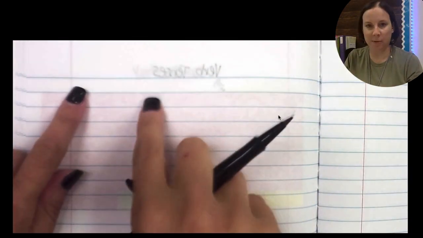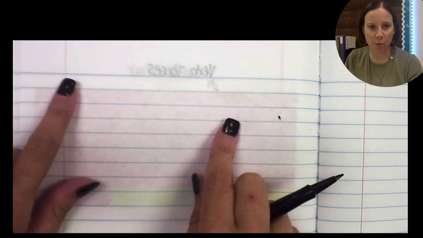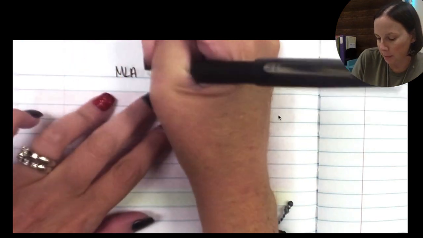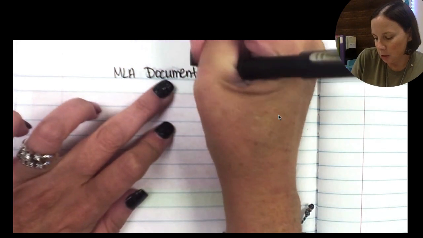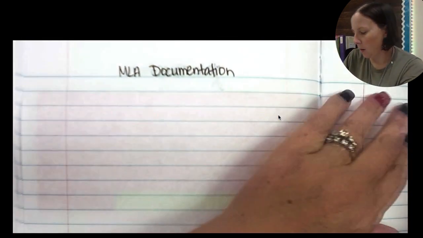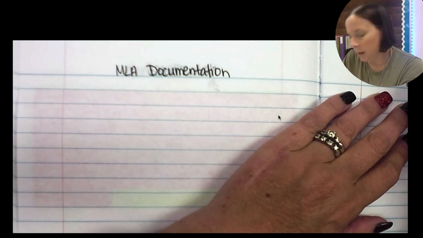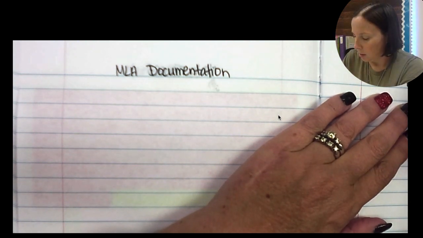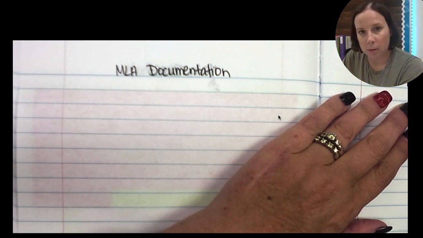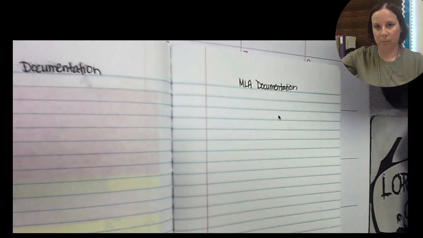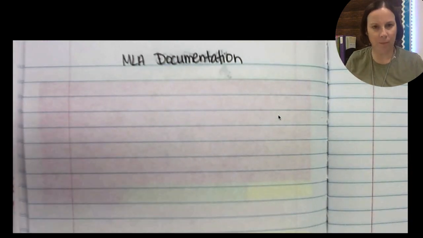Okay, welcome back. You should have already done this, but both pages should have today's date, whichever day you are taking the notes. And then here's what you're putting up at the top: MLA documentation. And remember, I put it on both pages, okay? Don't forget to do that.